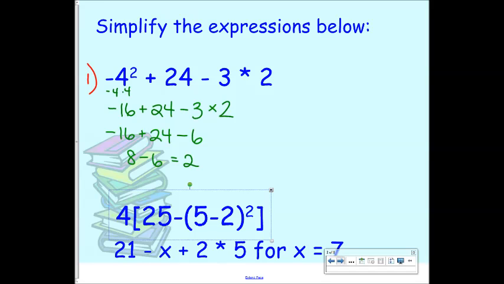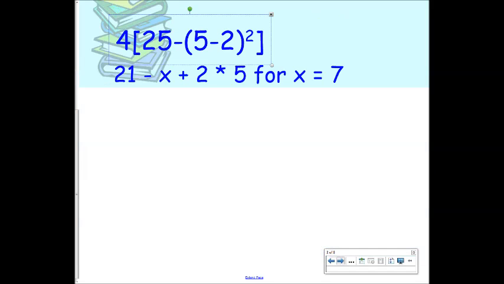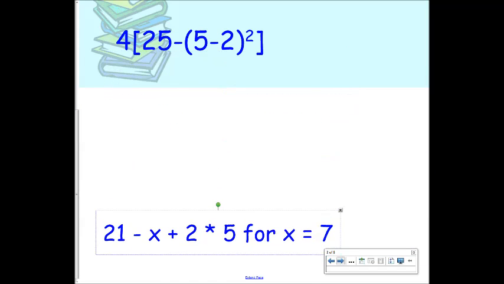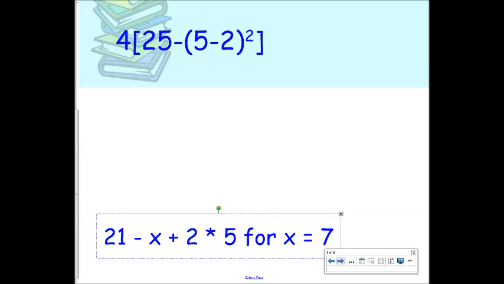Okay, so let's try the second one. What's going on in this one? There's some shapes we've never seen before, some symbols we've never seen. There's parentheses, and then there's also an exponent. Brackets. What the heck is a bracket?